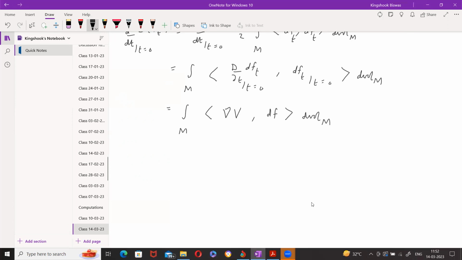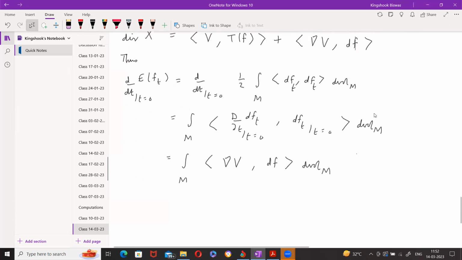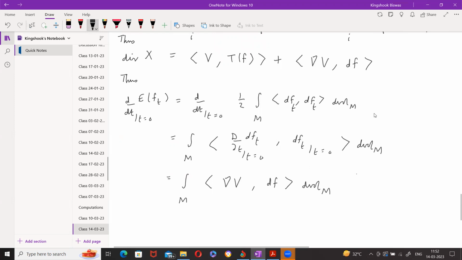All right. So now we can use this formula for the divergence of the vector field X that we had. What will this be? This inner product of nabla V with df is going to be divergence X minus this inner product of V with tau F. So this becomes the integral over M of the divergence of X minus the inner product of V with tau F, the whole thing d vol.